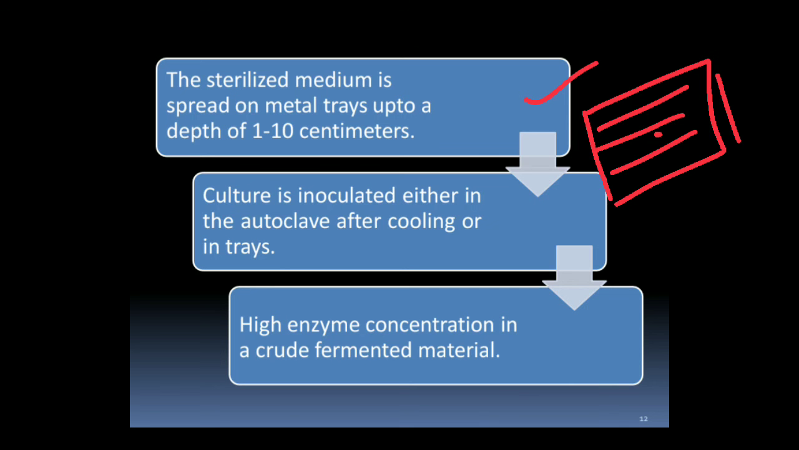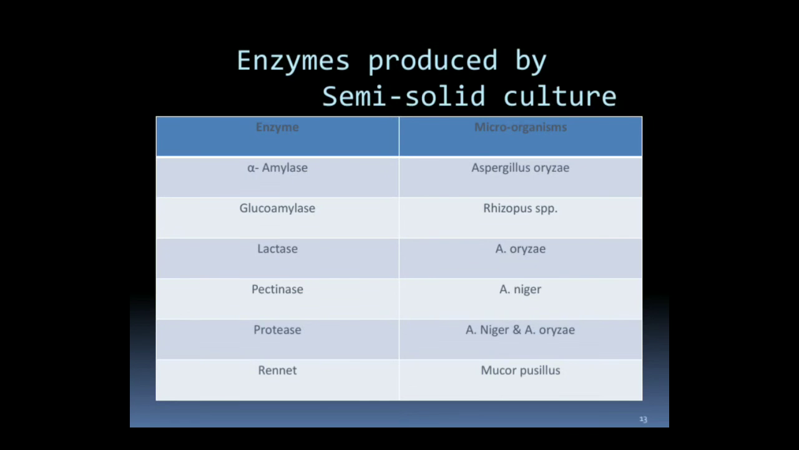Then the high enzyme concentration in a crude fermented material is obtained, and you obtain the produced enzyme. The enzyme is produced. Okay.